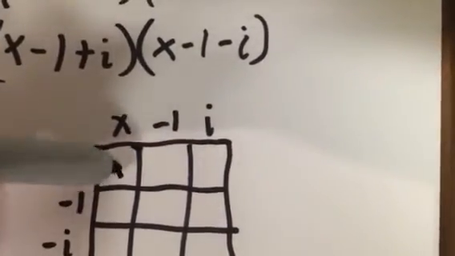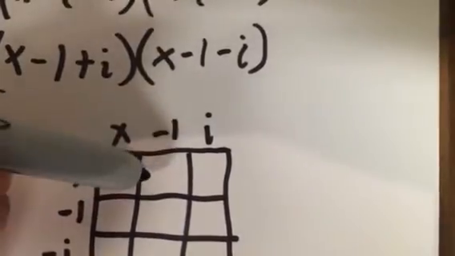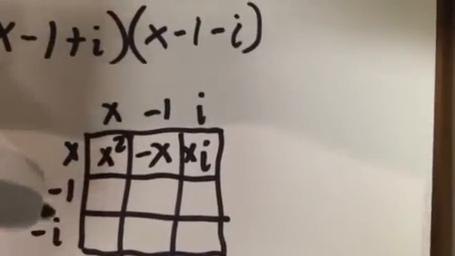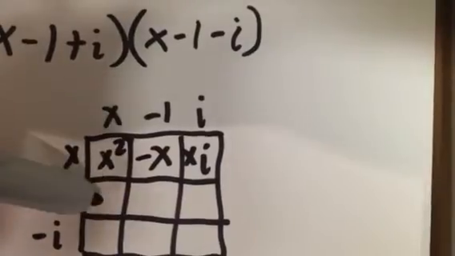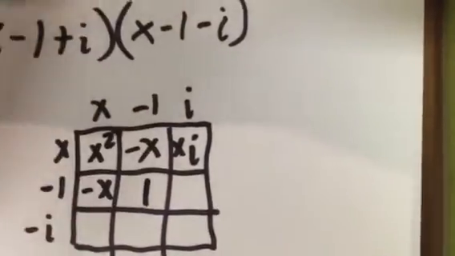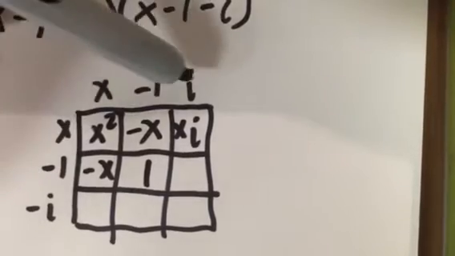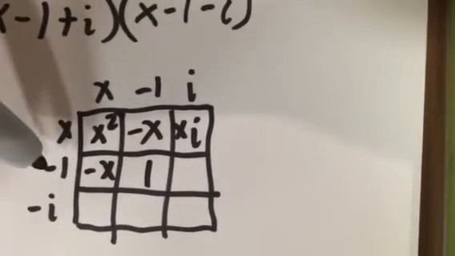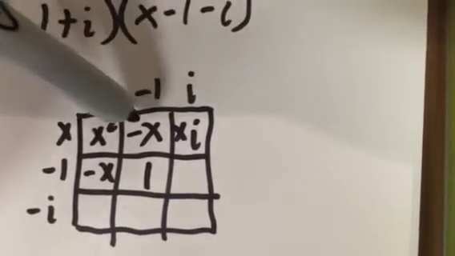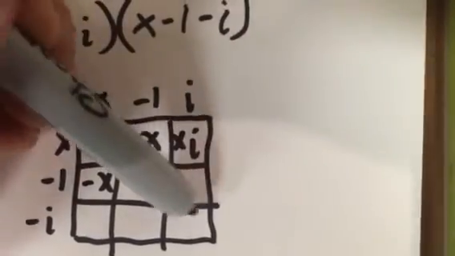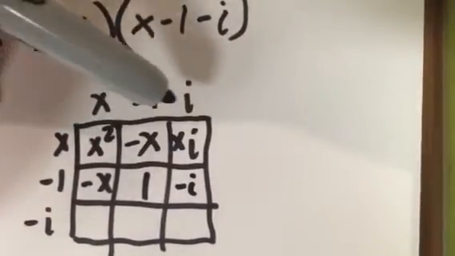So let's do some easy ones. x times x is x squared, x times negative 1 is negative x, x times i is xi. So here's, I think, where some questions started to arise. Well, I'm almost there. Negative 1 times x is negative x. Negative 1 times negative 1 is positive 1. So now we have negative 1 times i. Just like negative 1 times x is negative x, negative 1 times i is negative i.